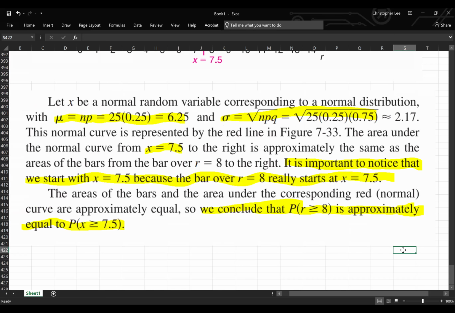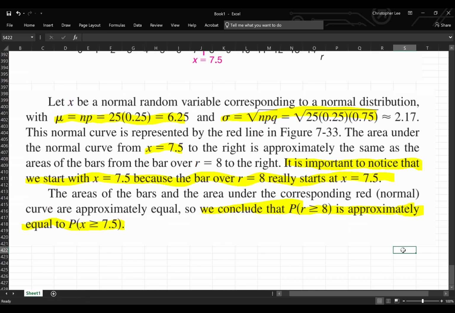Yeah. So let X be a normal random variable corresponding to a normal distribution with mu equals n times p, which is 25 times 0.25, which we found is 6.25. And sigma is equal to the square root of n times p times q, which is equal to the square root of 25 times 0.25 times 0.75, which is 2.17, right? So this normal curve is represented by the red line in the figure.